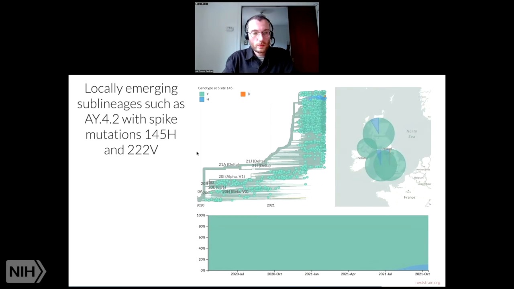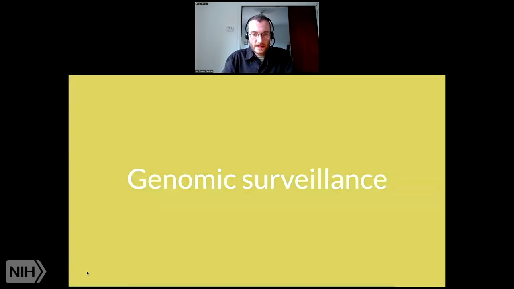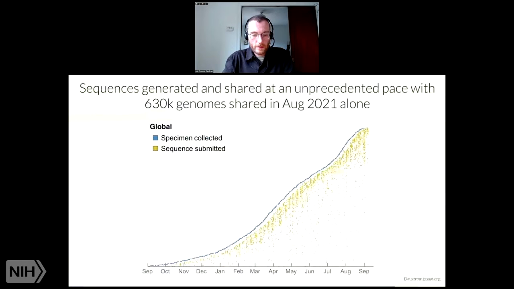Okay, so to watch for this occurring and the emergence of these variants of concern, we need genomic surveillance. This has actually been a remarkable achievement of the global scientific endeavor during the pandemic. If we look in GISAID at August 2021, just as an example, there are 630,000 genomes shared. Just 4 years ago, 2,000 genomes for an Ebola epidemic was a huge number.